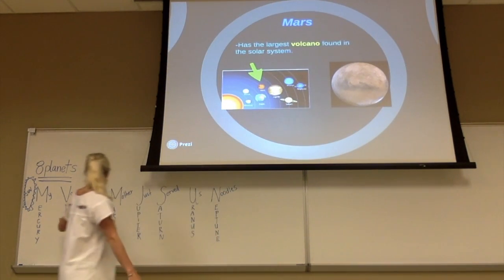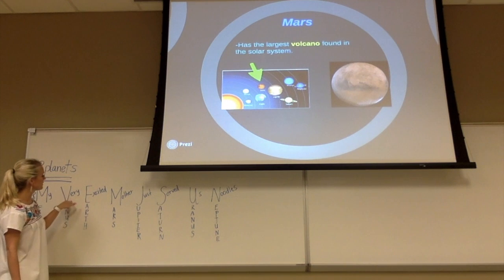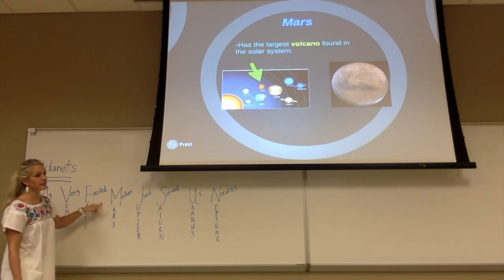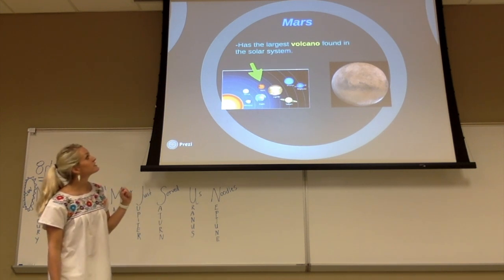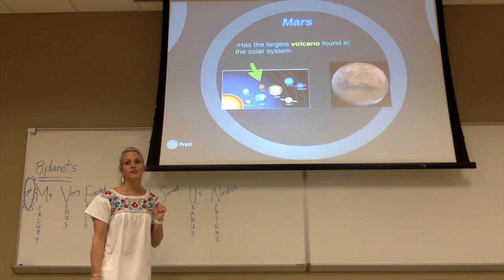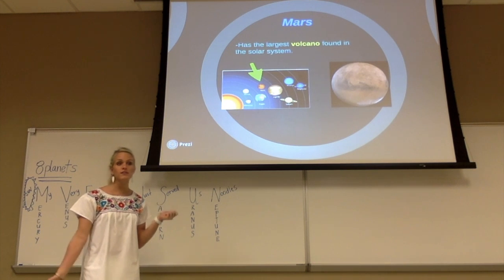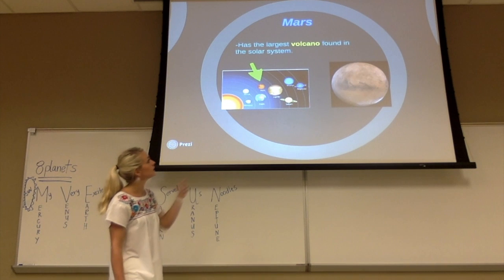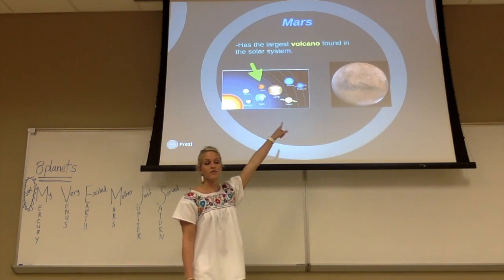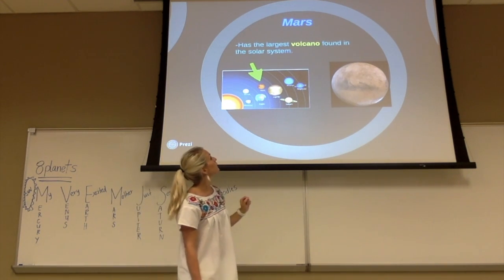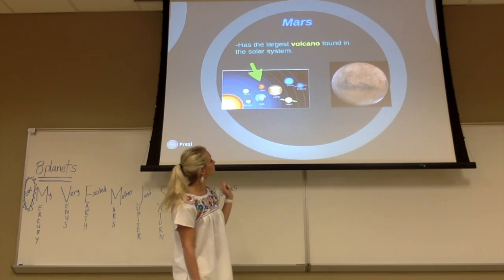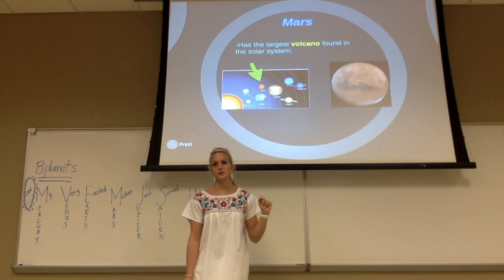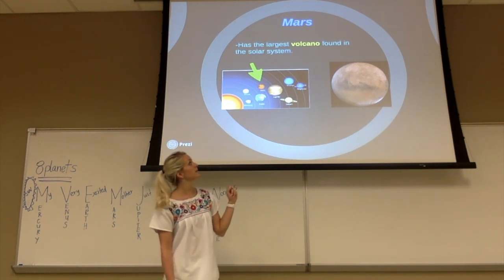Okay, so let's go back to our little song, or our trick. My very excited mother. The second M stands for what? Mars. It has the largest volcano found in the whole solar system. Can you believe there's a volcano on Mars? That's really cool. So go ahead and fill in your blank with volcano. Mars has the largest what? Volcano. Once you're finished, raise your hand and tell me, what do you notice about Mars?